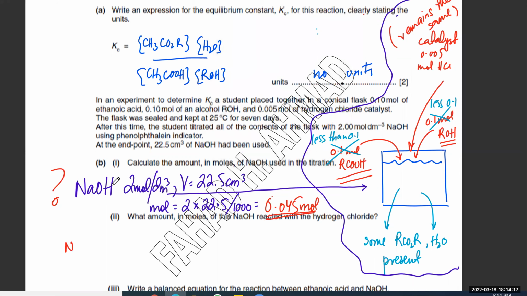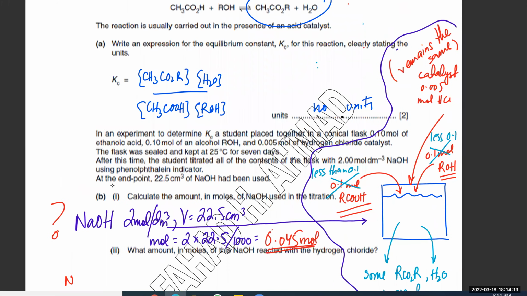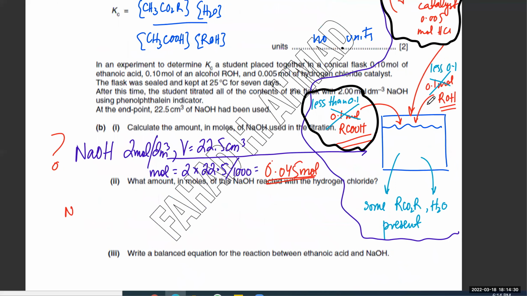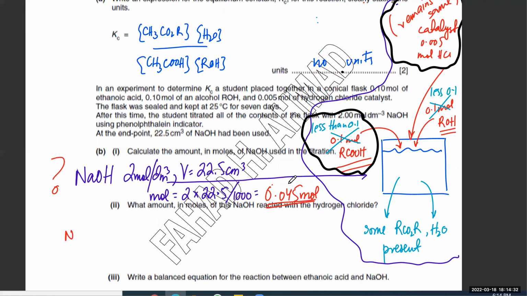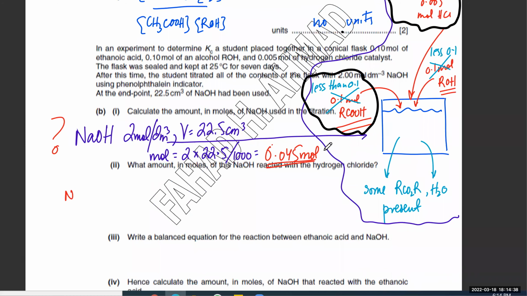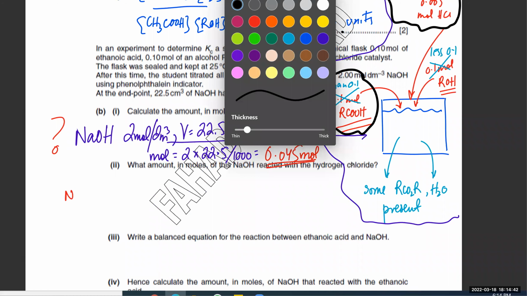So NaOH is a base. Remember, this NaOH would react with carboxylic acid, right? And it would react with HCl. बाकियों के साथ NaOH का कोई reaction नहीं है. So remember, NaOH जो आपने डाला ना 0.045 moles, that's going to react with this thing and that's going to react with this one. The first thing is वो पूछे जो 0.045 डाले ना, how much reacted with HCl? So this is what we are going to answer first.